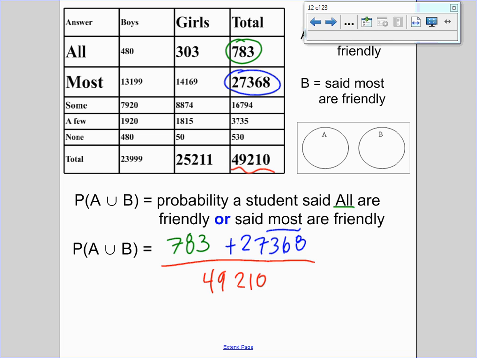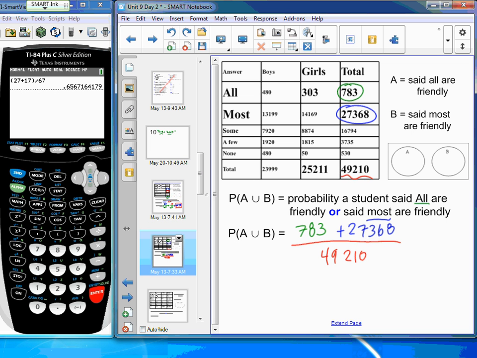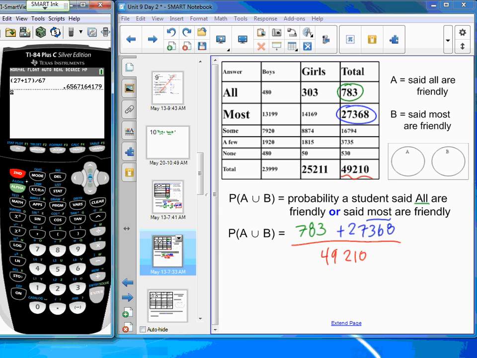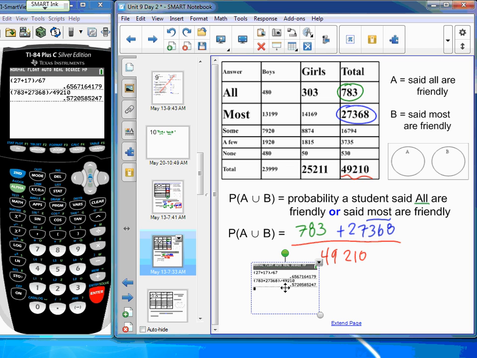Everybody pick those numbers. That's great. That's easy. And then all we do is see what that is as a decimal. Everybody okay? Looks like 57.2% chance.